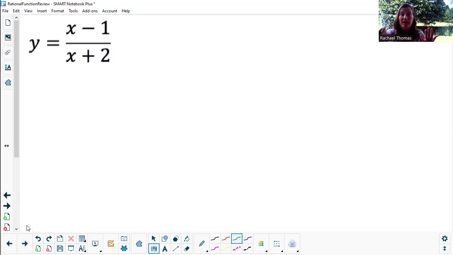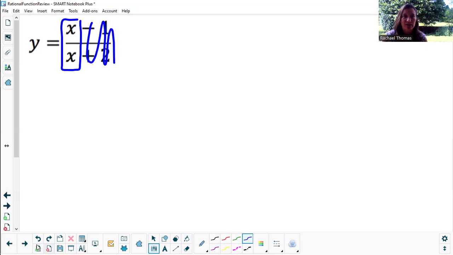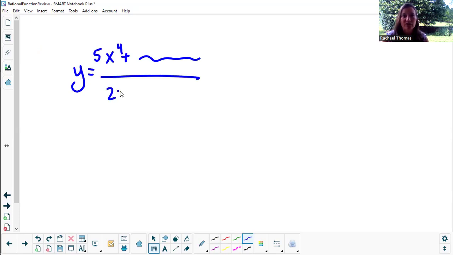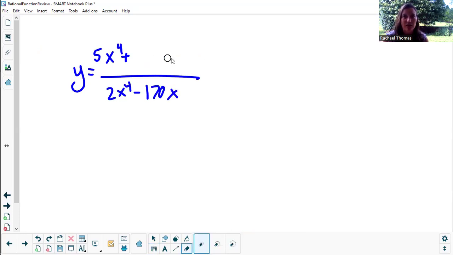Now, looking at a rational function in its algebraic form, let's address those three things. The end behavior is going to be, I'm going to ignore everything but the highest power of x. So in this case, I got x over x. If I had another one just for funsies, let's say I had another rational function that had 5x to the fourth plus, I don't know what else, an x cubed, and then a 2x to the fourth minus 170 x's. Okay, I'll actually put something up here so we can see that really all that matters is the highest power of x.